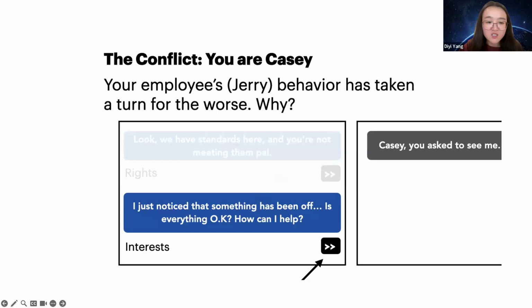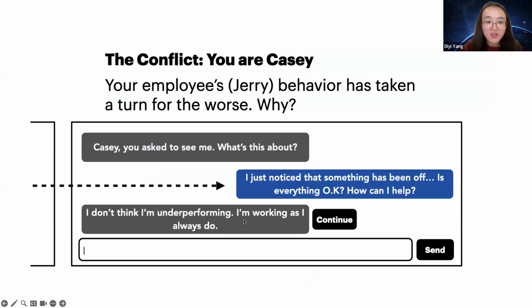Or here, let's do the same thing, but with a different strategy. This strategy asks the participant about their interests and how we might help. If we use this strategy, we get a much more reasonable response from Jerry. So it looks like we are making progress. Then I can click continue and keep interacting with Rehearsal.